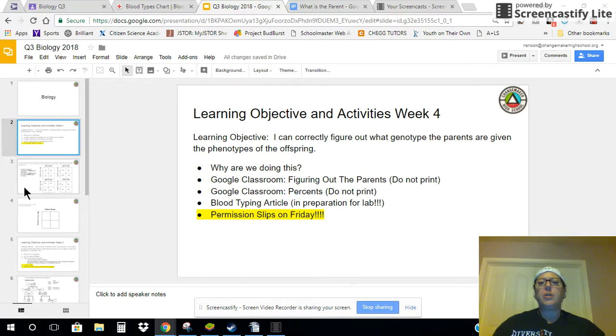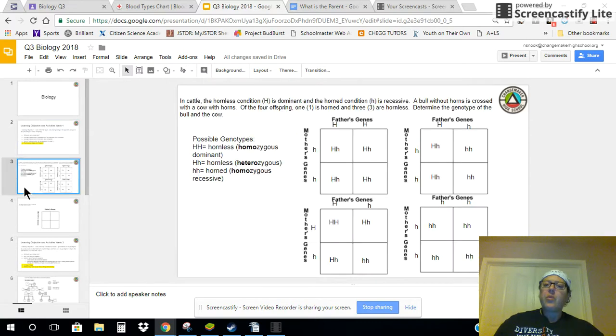All right, so the first thing I'm going to do is show you how to figure out who the parents are based on a question that is on your Google Classroom, and then how to do the percentages. What I have done here is I've copied the question: in cattle, the hornless condition H is dominant, and the horned condition little h is recessive. And I've written a note to myself that says the possible genotypes are this. Big H is hornless, big H is hornless, and little h is horned.